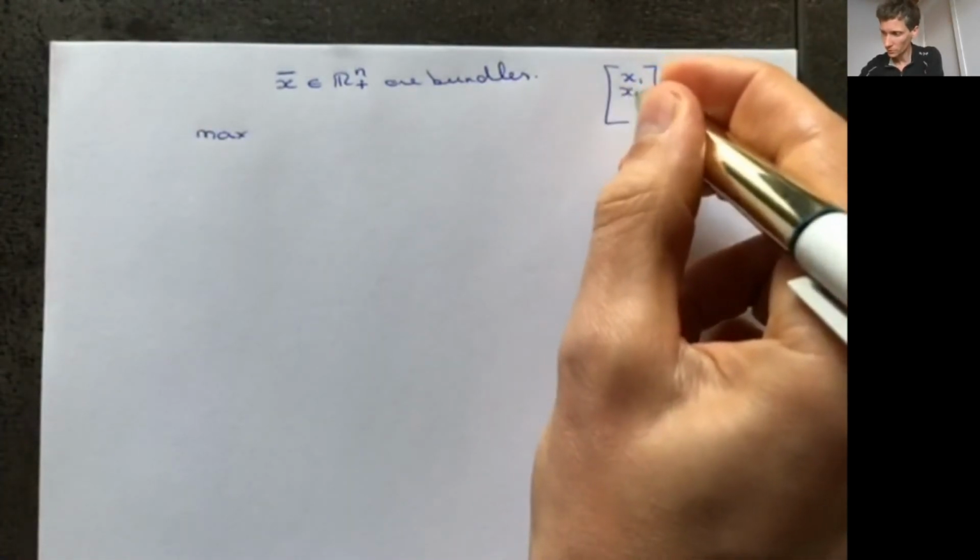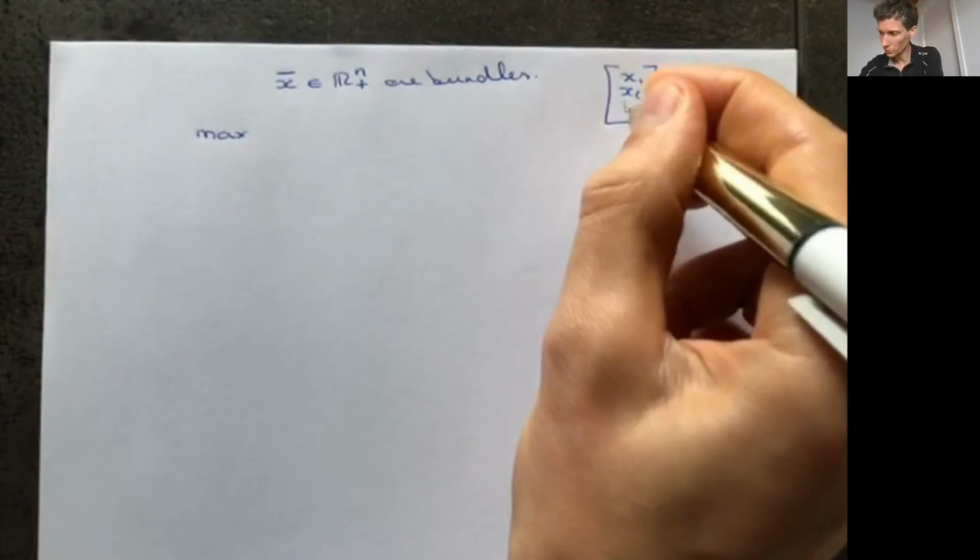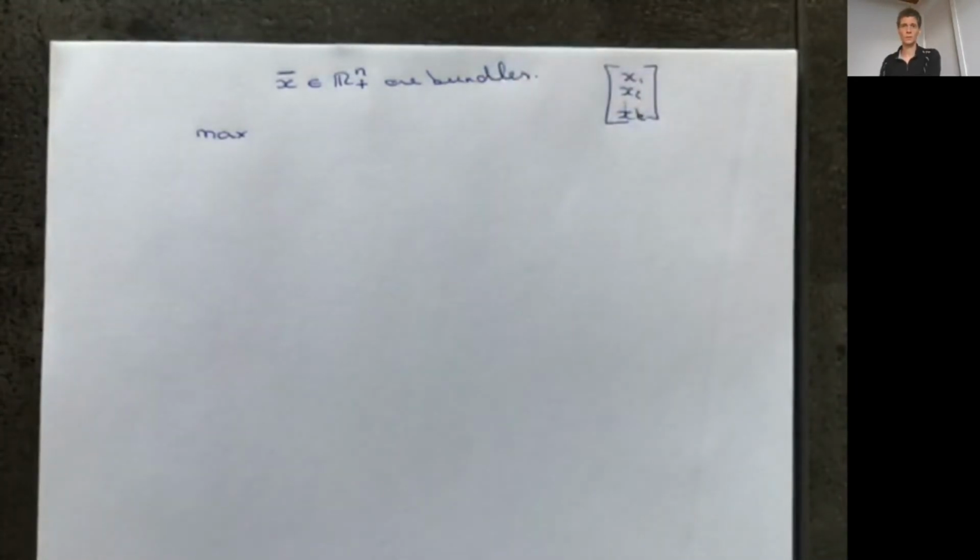Here x1 is the amount of good 1 that you consume, x2 is the amount of good 2 that you consume, until the amount of good k. It's not R^n but R^k.